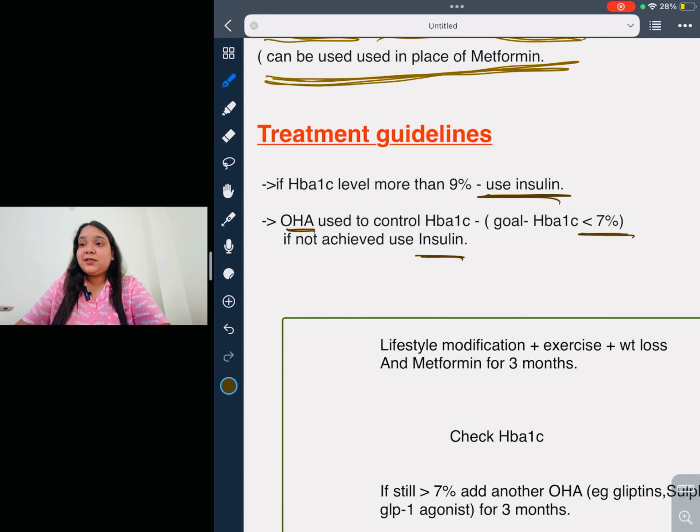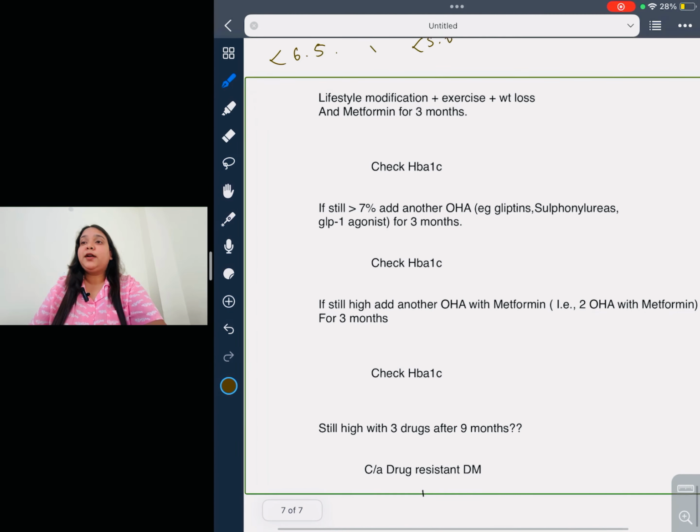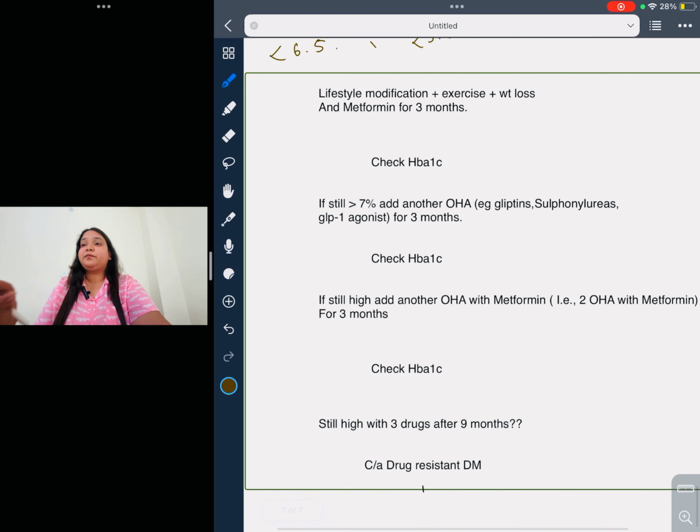So the normal HbA1c level of a patient should be less than 5.6, and in a patient of diabetes mellitus, it should be less than 6.5. So if the HbA1c level of a patient is more than 9, go directly for insulin. If the HbA1c level of a patient is less than 7, then go for OHAs. But if OHAs are not able to control, go for insulin directly. Now this chart over here is very, very important in this video, the most important part.